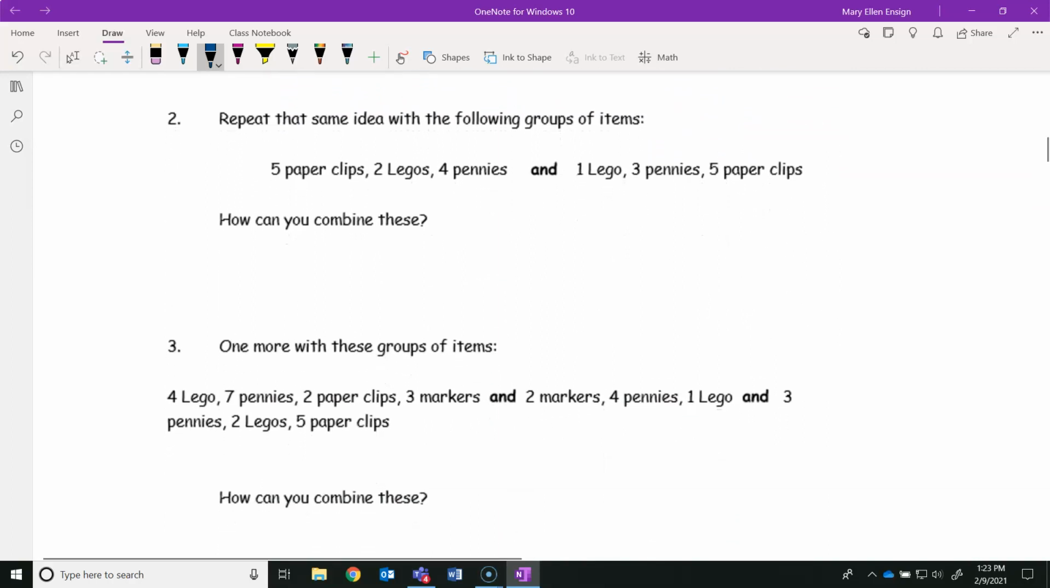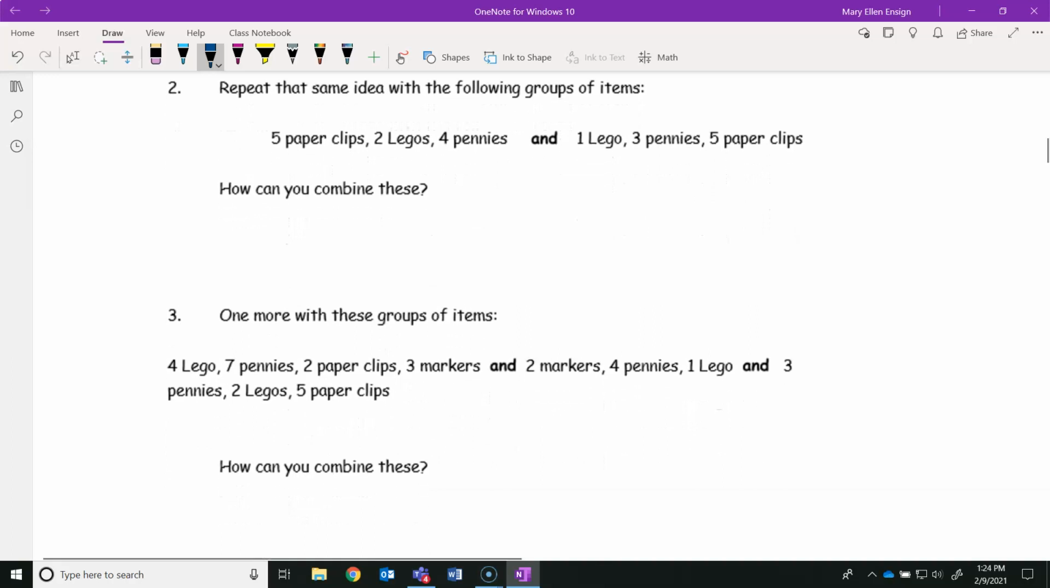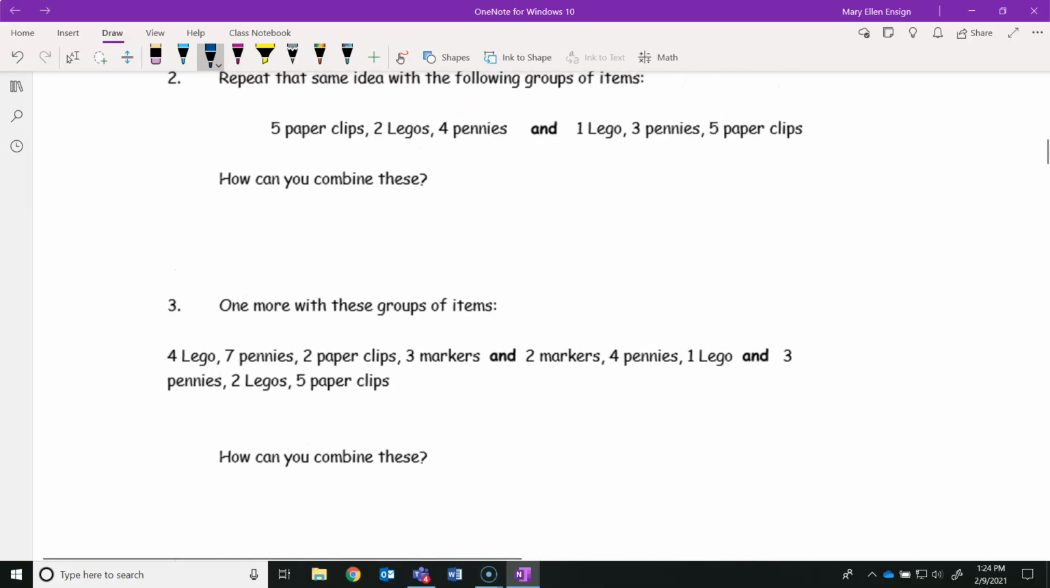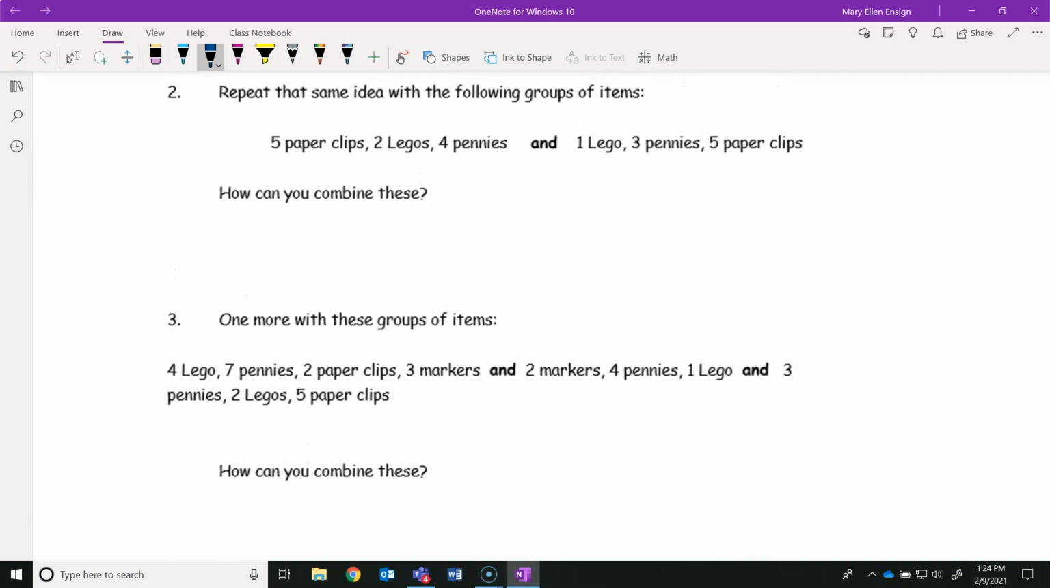So you're going to do the same idea with number 2 and number 3. Okay, so you're going to have your paper clips, your Legos, your pennies. In number 3, we add in a 4th item, markers. So in number 2, I have 2 groups of things, and then you're going to figure out how many you have all together at the end, how you can combine those, remembering that you can only combine things that are alike. And then here I have 3 groups of items, and you're combining those.